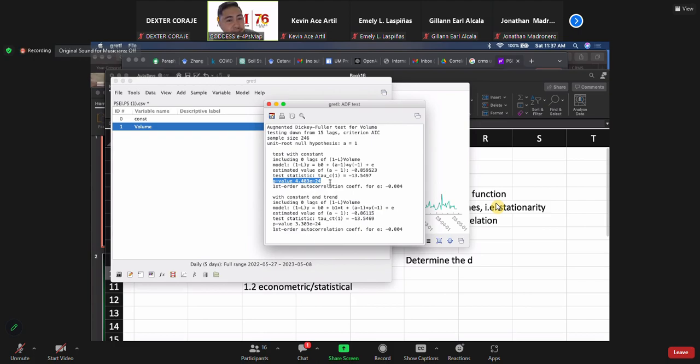Is it greater than 0.05 or less than 0.05? Jonathan, is it greater than or less than 0.05? Let's look at the p-value. The p-value should be less than 0.05 for us to say that it's significant, that it's stationary. Do you think this is stationary or not? Not, Doc, not.